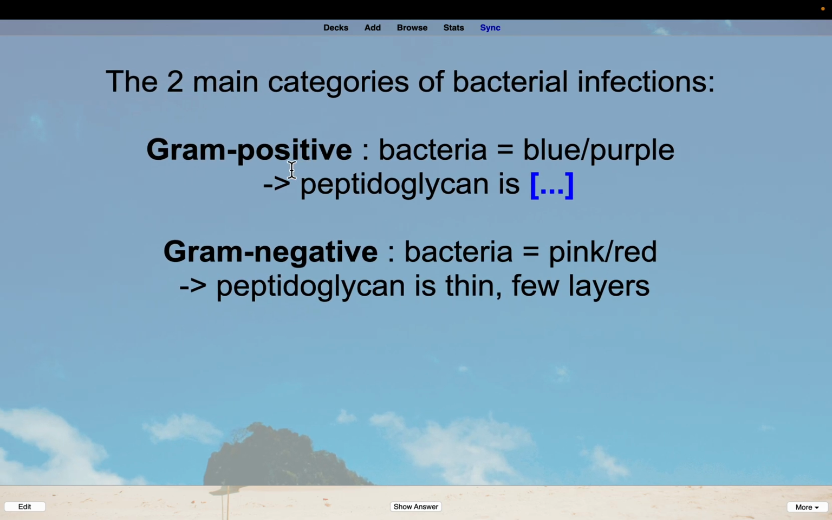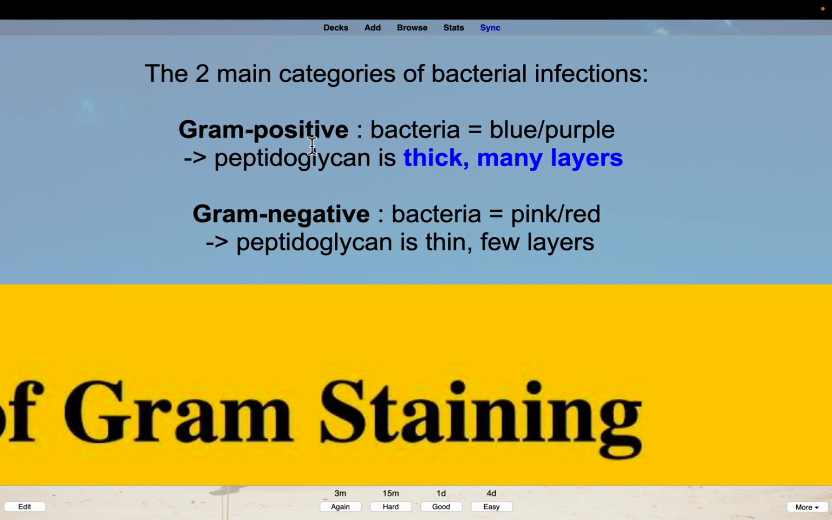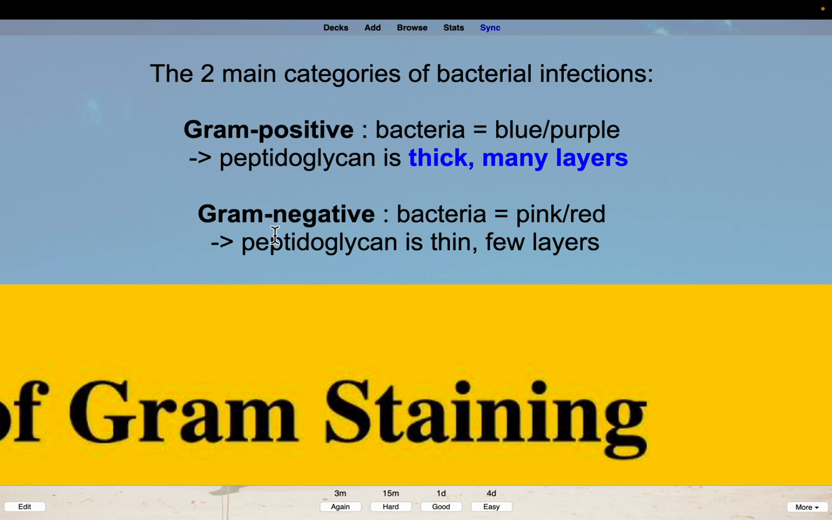We have gram-positive. In terms of physical appearance, specifically their color, the bacteria is usually blue or purple if they are classified as gram-positive. If the bacteria is seen to be pink or red, then it's gram-negative. For gram-positive bacteria, the peptidoglycan is thick and has many layers. On the contrary, for gram-negative, the peptidoglycan is thin and is composed of only a few layers.